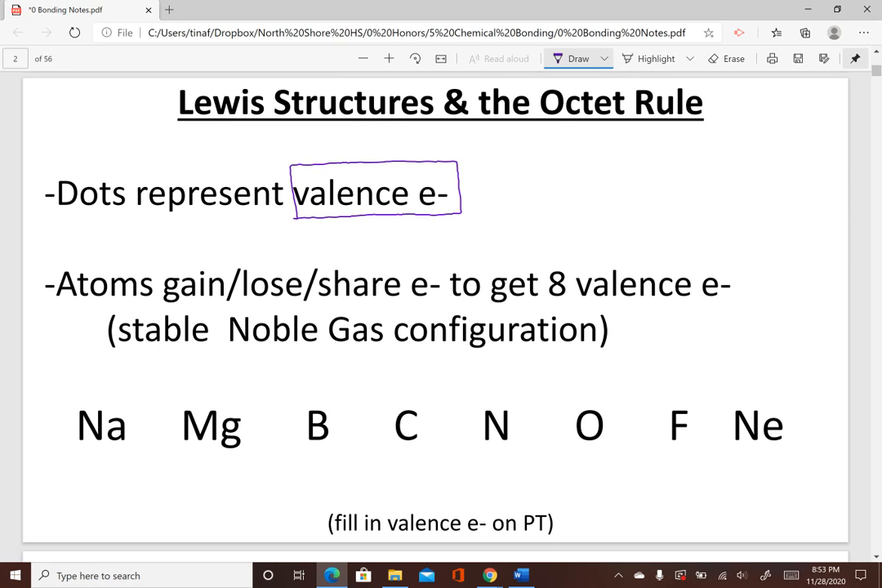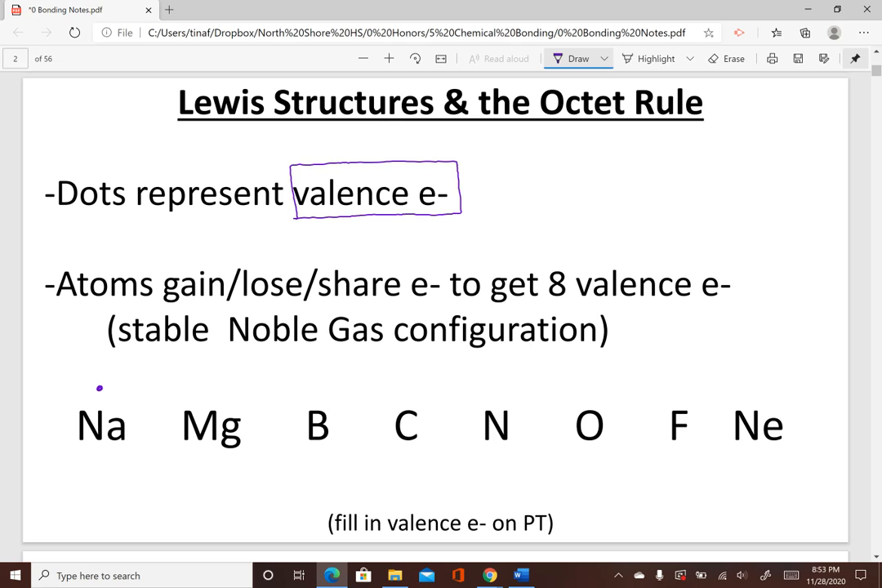So if you guys could take that out right now, I want you to find sodium. So sodium is in group 1. How many valence electrons does sodium have? It has 1. So I would put 1 dot on my sodium symbol. Now, what I like to do, I like to start at the top. Now, electrons like to spread out. So they're going to spread out before they start pairing up.